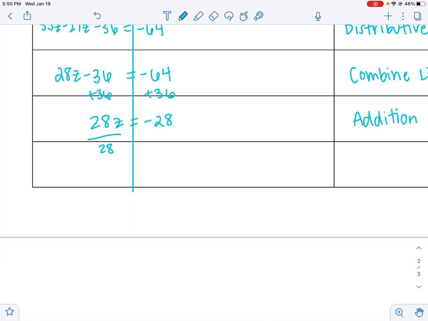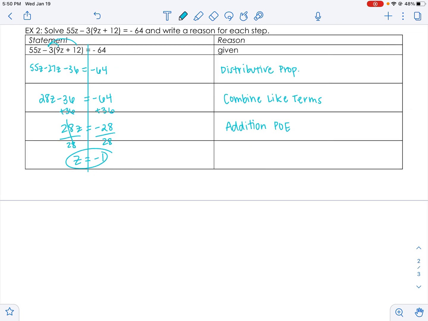And then from there, divide both sides by 28. So z equals negative 28 divided by 28 would be negative 1. So division property of equality.